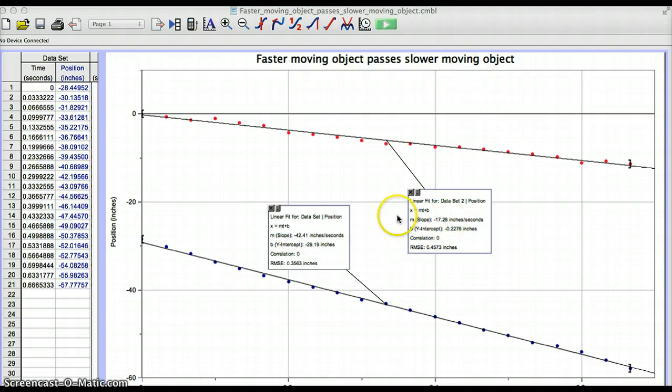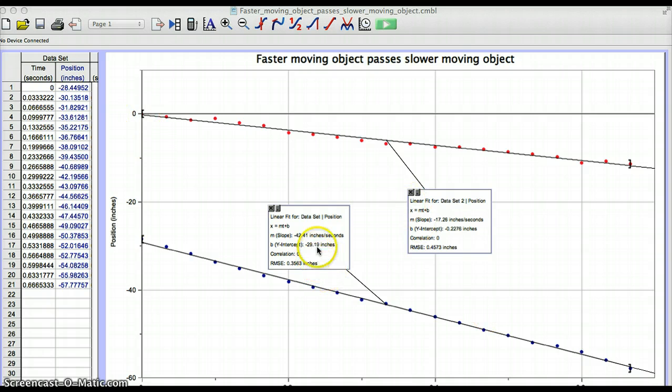Okay, this graph is pretty different because it's when a faster moving object passes a slower moving object, both moving in the same direction. One is just moving faster. So for the one on the top, this one has a slope of negative 17.26 inches per second, which means for every second the object moves 17.26 inches in the negative direction to the left. And then the y-intercept is negative 0.2276, which is where it was when time equals 0. See, pretty close to 0.